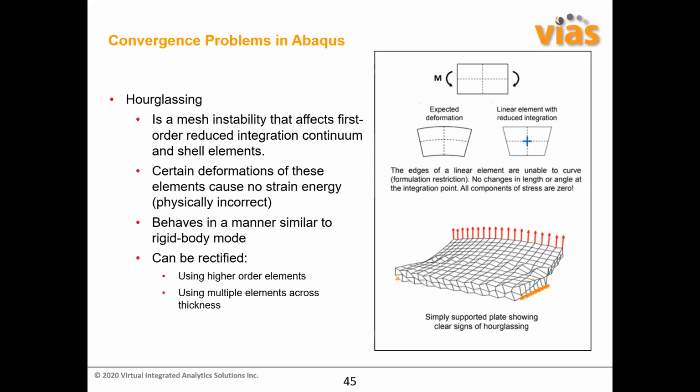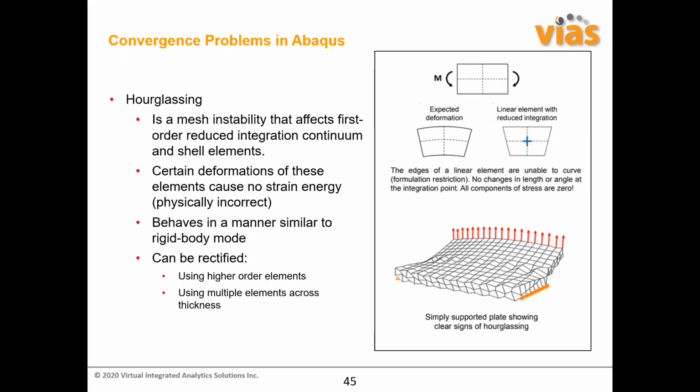Then another problem might be hourglassing. It's a mesh instability which affects the first order reduced integration continuum and shell elements. And what happens is that, for example, in the picture on the right side, we are applying a bending moment to a beam. We would like the beam to deform in the expected deformation, which is the nice shape on the left side, in the second row.